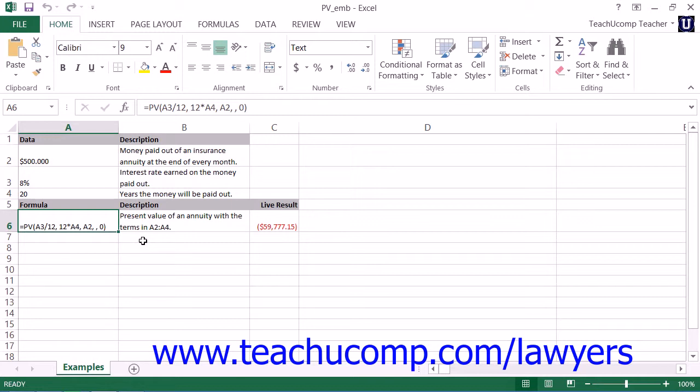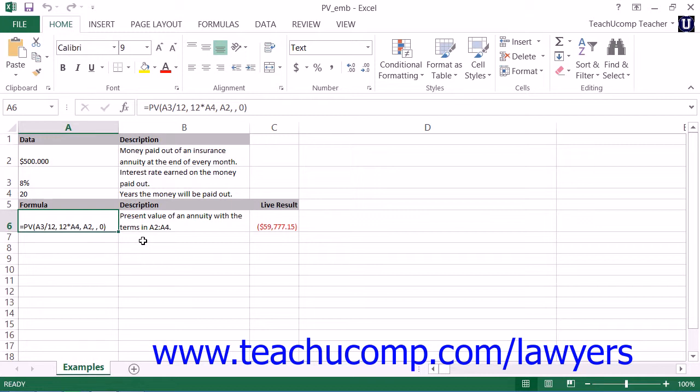Next is the number of periods. This is also a required argument, and it is the total number of payment periods. For example, if you make monthly payments on a 6-year loan, the loan has 72 payments. You could enter 72 as the number of periods argument within the formula.